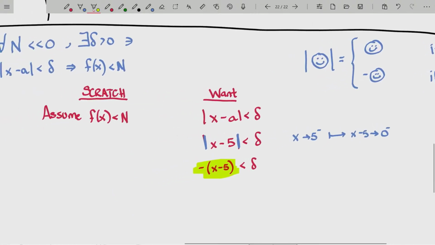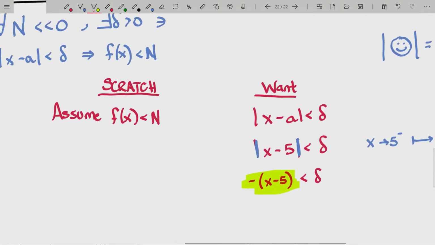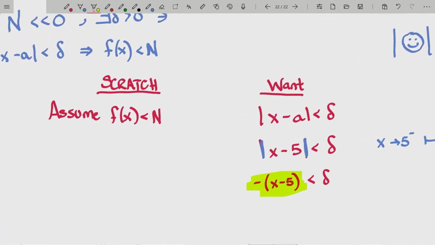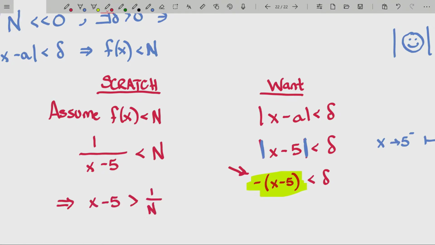All right, let's get it. So we're going to assume our function is less than a specific height. And remember, our function was this, 1 over x minus 5. And we're assuming already that's below some height. Well, I want to get x minus 5. You can see where I want to end up. So let's go ahead and take the reciprocal of both sides. It's x minus 5, therefore must be greater than 1 over n.